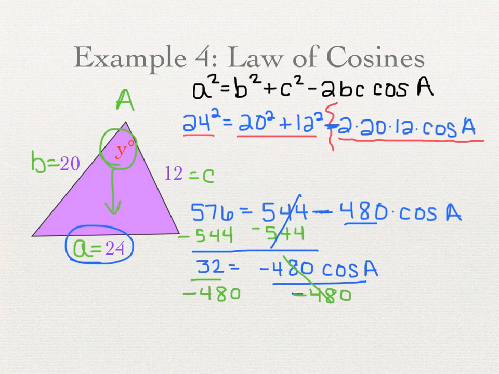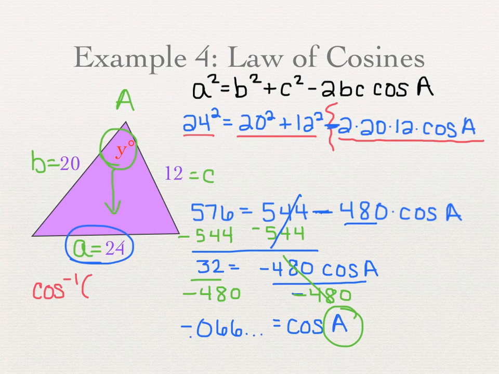Cross that out, and what you end up with is negative 0.066. I believe it's 0.66 repeating. But that's equal to cosine of A. Now remember, what you're really trying to find here is the A value. You're trying to find what the angle measurement is. And anytime you're looking for the angle measurement, you're going to end up doing an inverse trig function. So from here, I would do inverse cosine of negative 0.066. And I end up with, I believe, 94 degrees as a final answer.